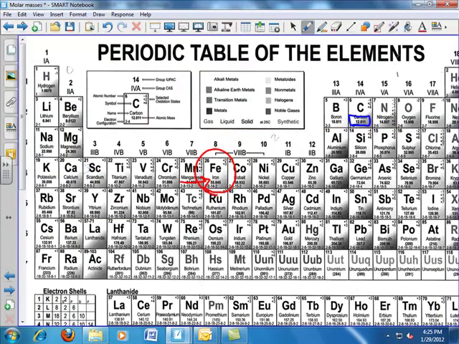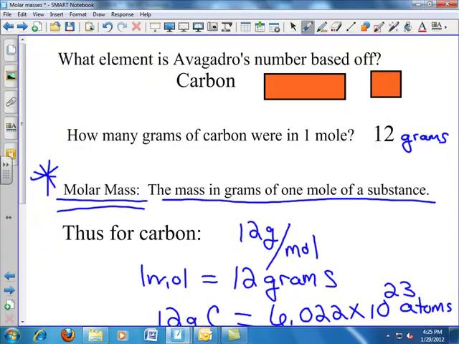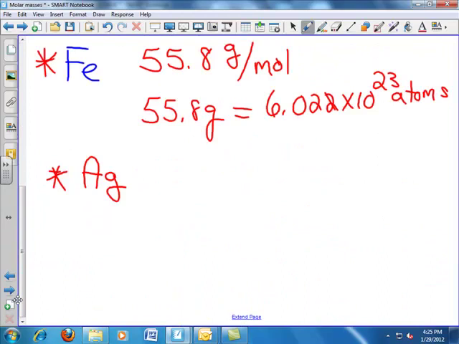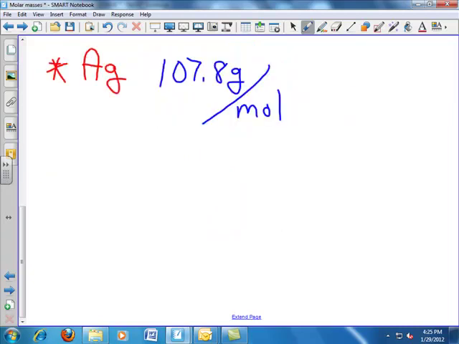You go to your periodic table, you find silver, atomic number 47, and written right there, which again I know you can't read, is 107.8. So the molar mass of silver is 107.8 grams per mole. Now, one of the things that we need to discuss right now is how many places we should use after the decimal.